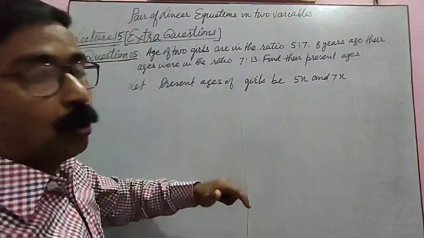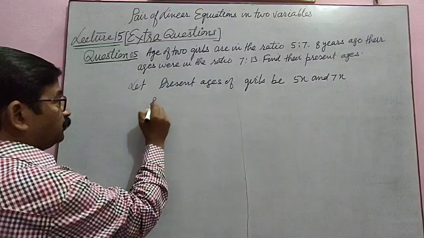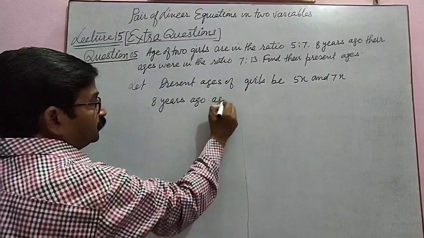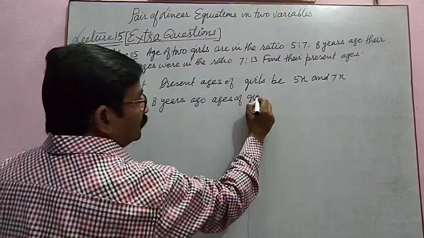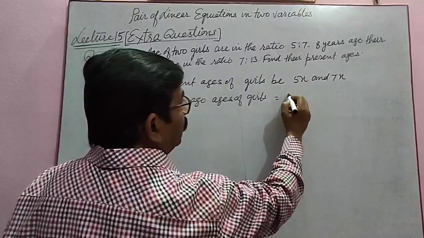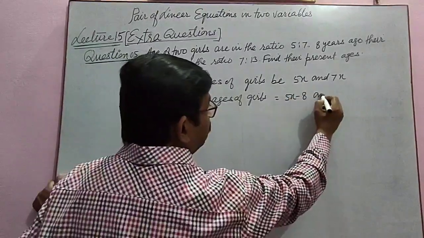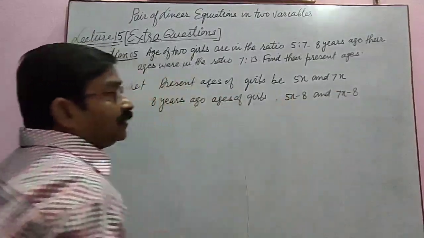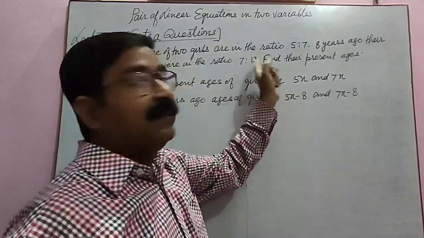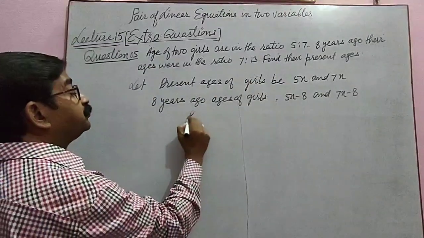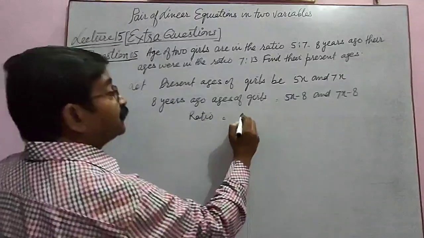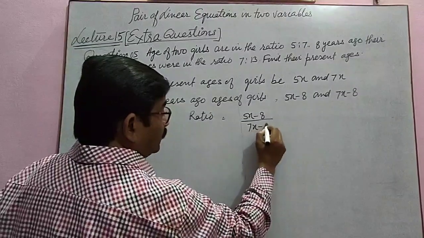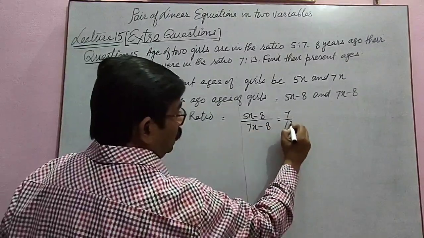Now 8 years ago, ages of girls will be 5x minus 8 and 7x minus 8. Now at that moment their ages are in the ratio 7:13. So the ratio is given: 5x minus 8 upon 7x minus 8 is equal to 7 upon 13.